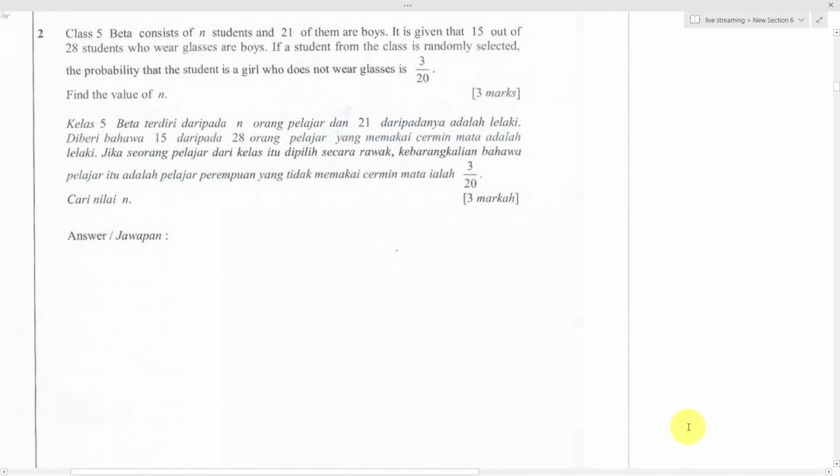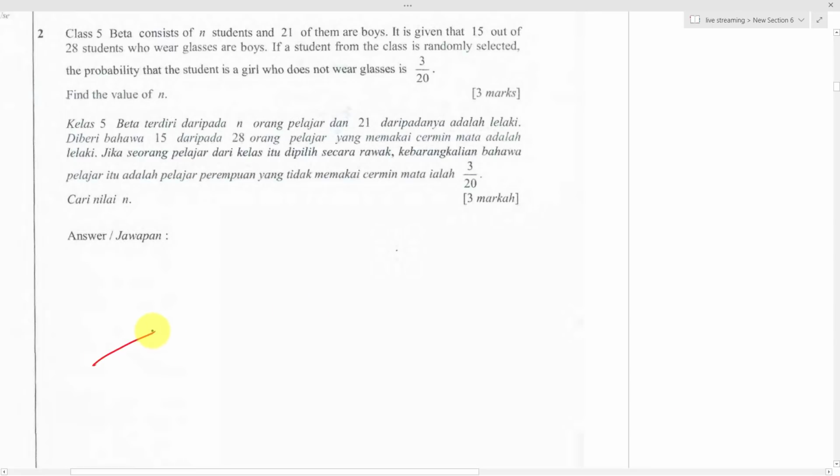Okay, for the next one: the class 5 Beta consists of n students and 21 of them are boys. It is given that 15 out of 28 students who wear glasses are boys. If a student from the class is randomly selected, the probability that the student is a girl who does not wear glasses is 3 over 20. This is the question I spent the most time on among the 25 questions, because it was a little confusing to me, but after that I understood it, so it's fine. It should be okay.